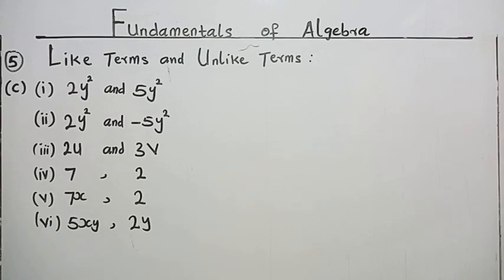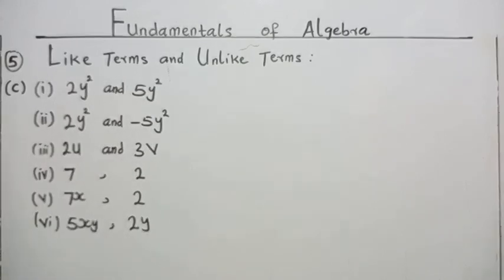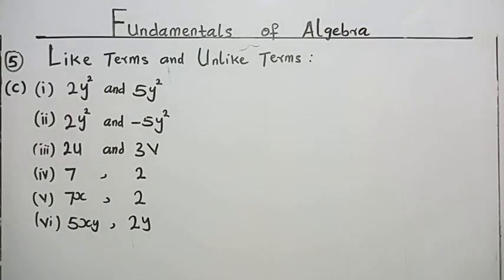I hope you remember how to find out if two or more separate terms are like terms or not. 1. They must have the same countee. 2 and 5 are counters, while y to the power 2 and y to the power 2 are the countees. And what is more, the countees must have the same power. This y here and the y here, do they have the same power? The answer is yes.